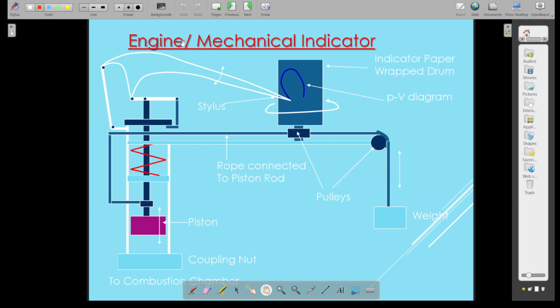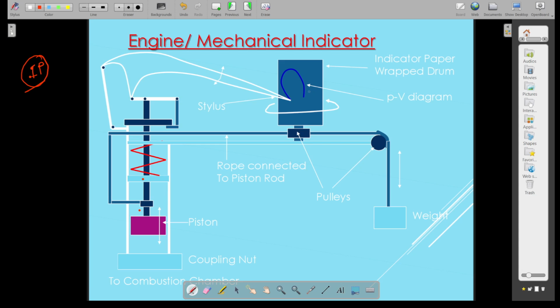So this is the engine mechanical indicator. I have already told you that our basic aim when testing is to find out the indicated power. Indicated power is the power which is developed inside the cylinder. Since we want to find the power inside the cylinder, there generally happens to be the mechanical indicator.